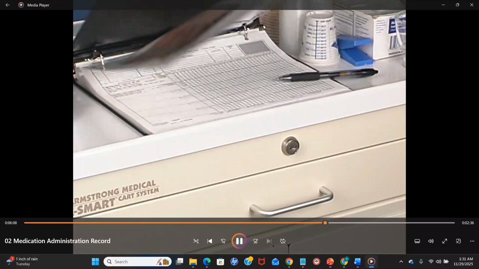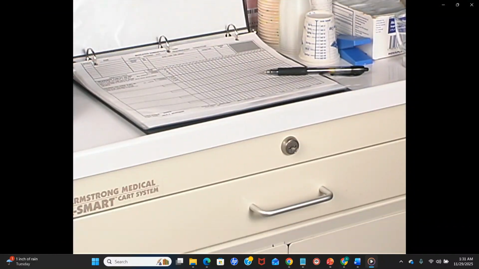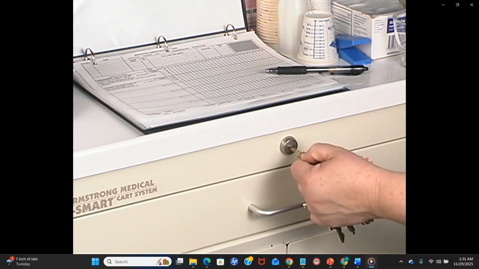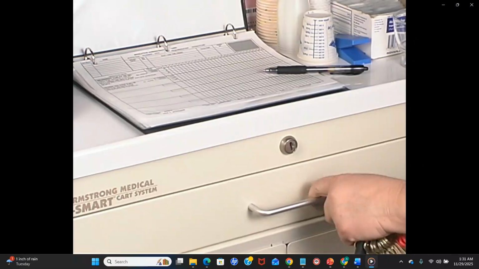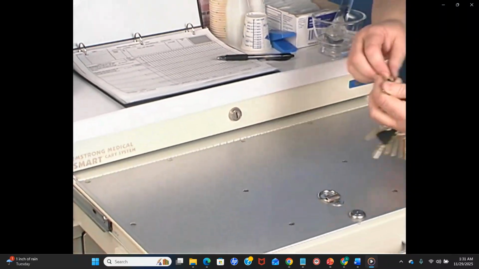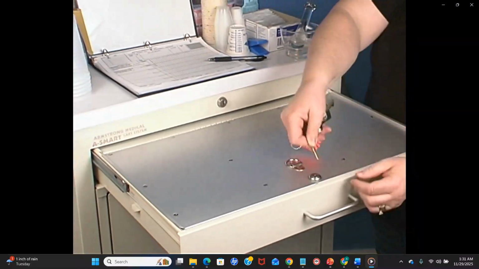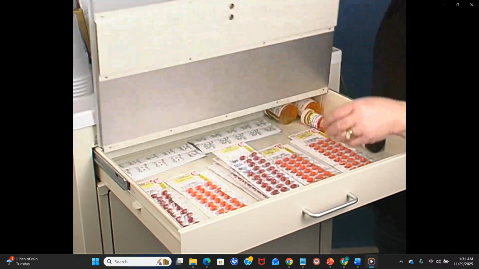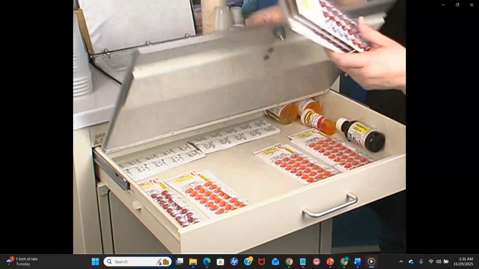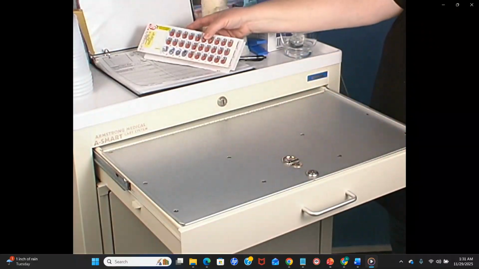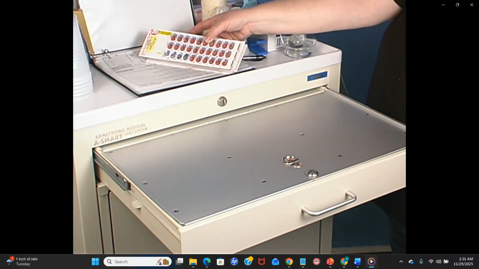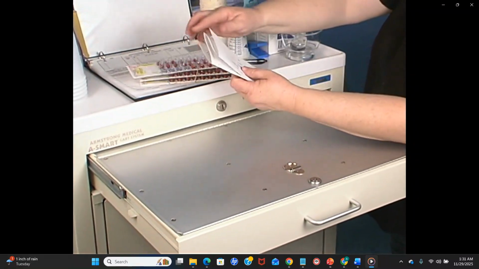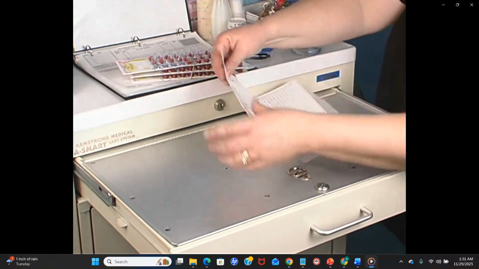When a client asks for a PRN or as-needed medication, you will need to check to see if they can have it at this time. If the medication is a controlled drug, it will be kept in the locked controlled substance medication drawer. You must unlock the cart and the controlled substance drawer to get the medication for the client. Remove the right medication from the drawer. Compare it to the MAR to make sure you give the right dose of the right medication to the right client at the right time and by the right route.